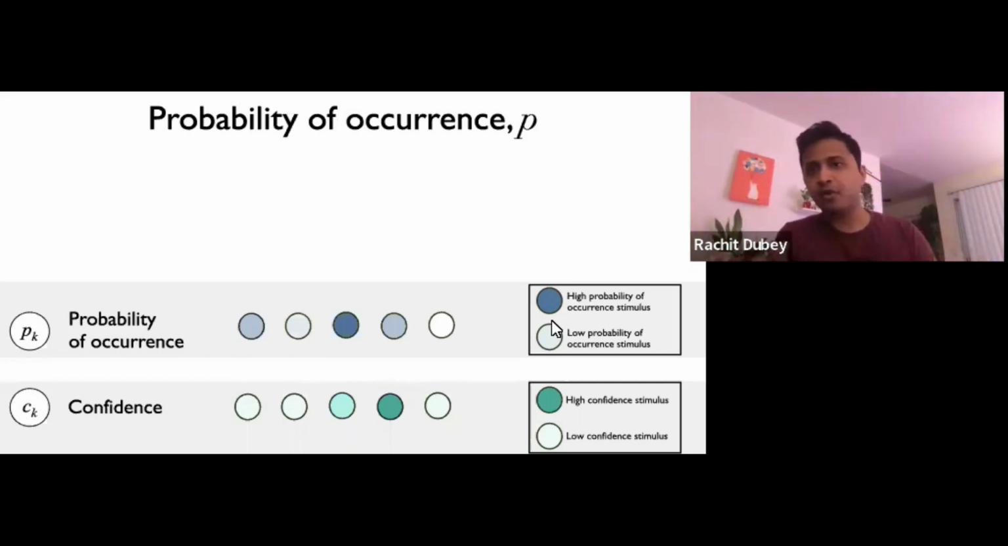So just to recap, all we are saying here is that CK, which is the confidence, is the agent's estimate about its current present knowledge about the stimulus in the world. And PK, which is the probability of occurrence, is its estimate about the future probability of occurrence of these stimuli in the world. And both of these are valuable signals for exploration.